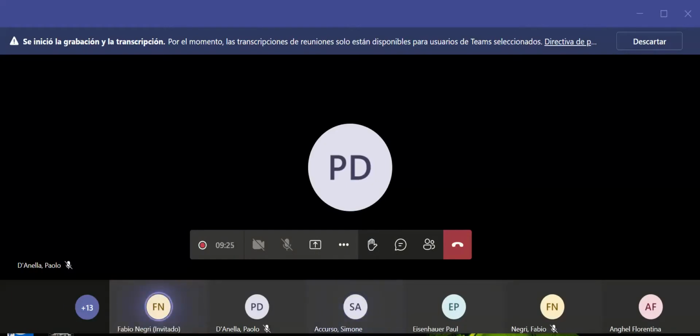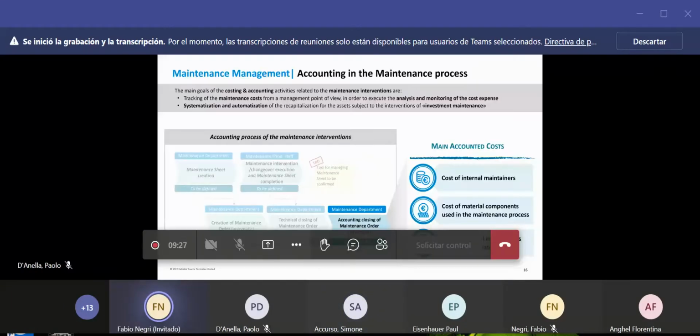Yeah, my computer is not working, so I continue with my mobile. Sorry, I can turn the camera on, but I have to continue with the mobile. Okay, let me share the screen from the computer in just a second.